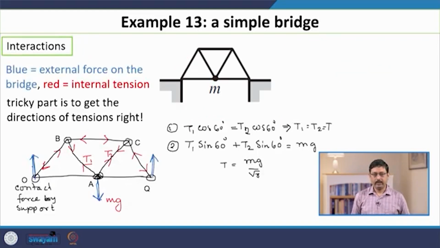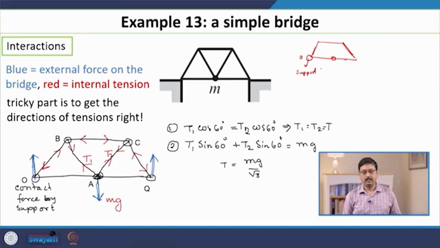Now, once we define the system, then we need to list out all the interactions, what are the forces interacting in the system. Now, here let us say if I take the entire bridge as the system, then there are some forces, as we show in this picture. So, there is a force on this joint, this is a support.